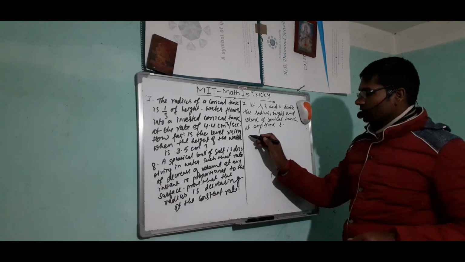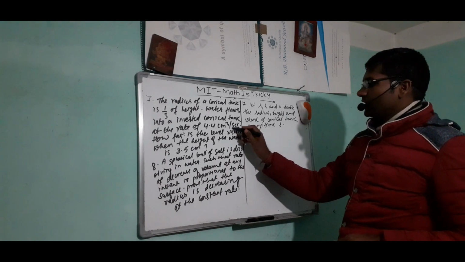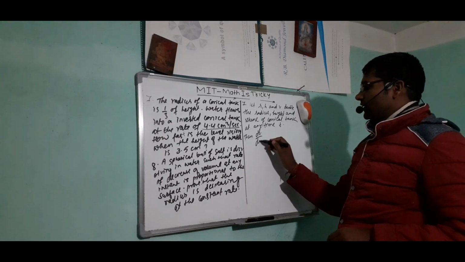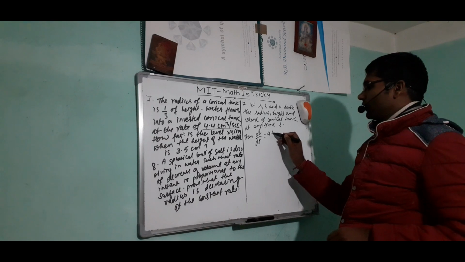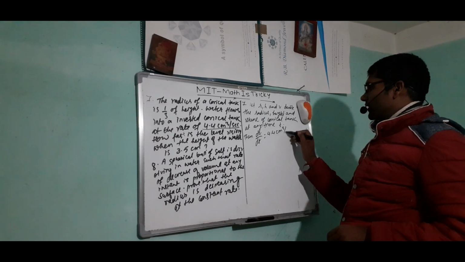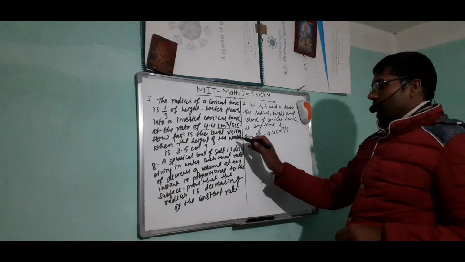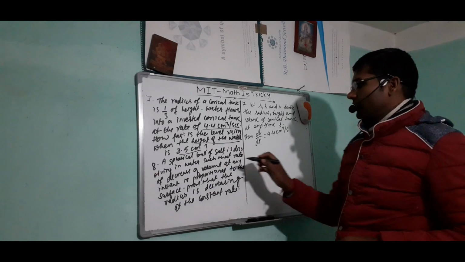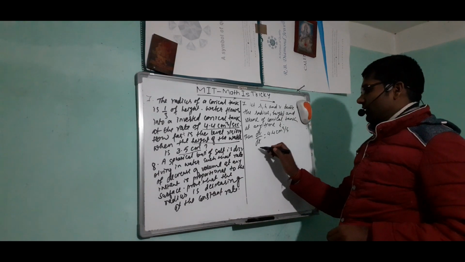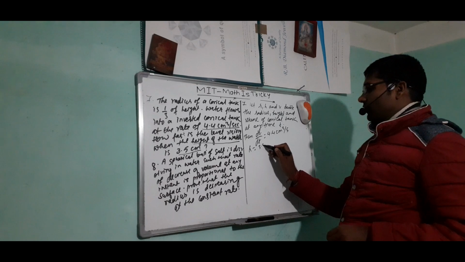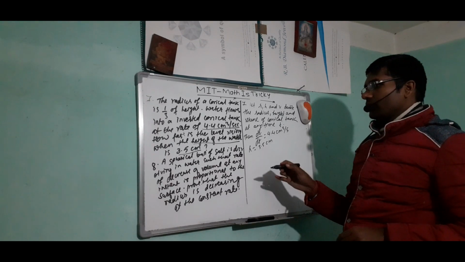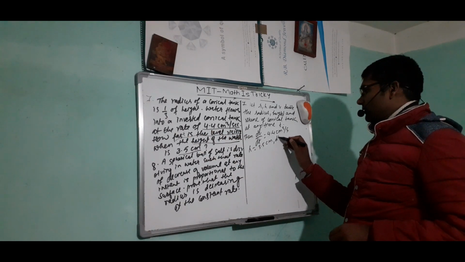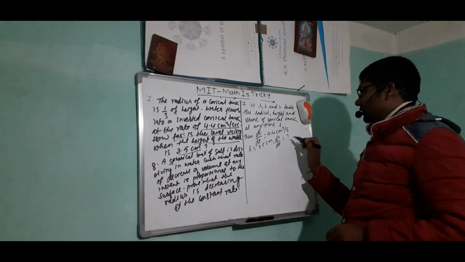Then see here, dv by dt is given here as 4.4 cm3 per second. Also we are given the height of the water, h equals 3.5 cm. Then we have to find how fast the level is rising, meaning dh by dt equals what? This is what we have to find.